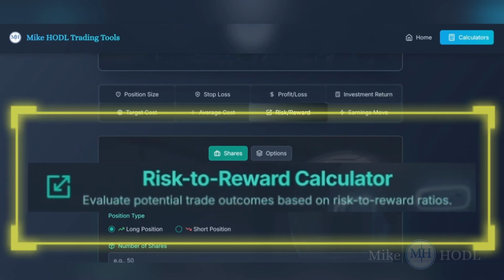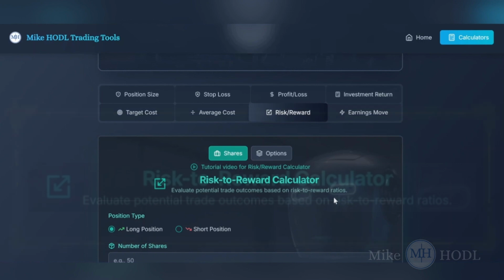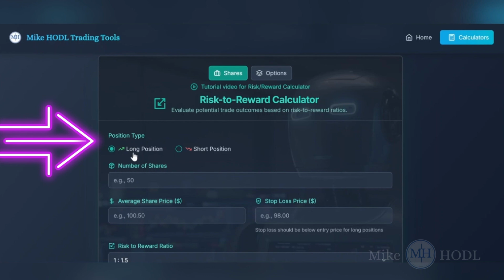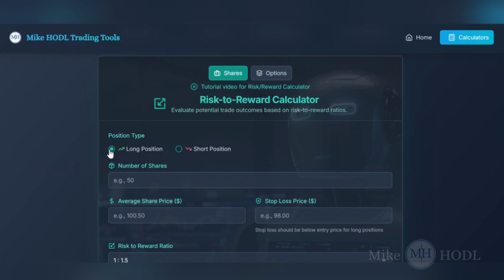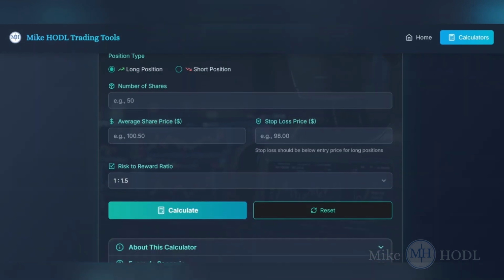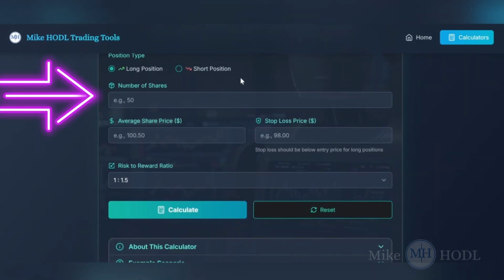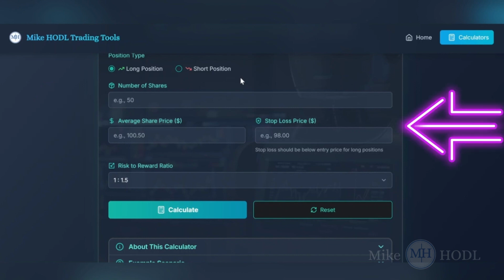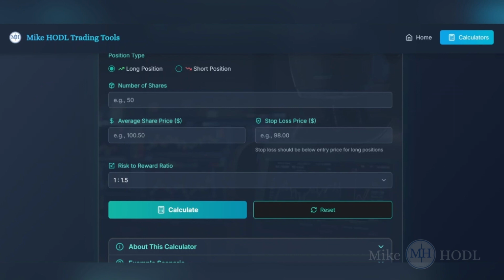The Risk to Reward Calculator evaluates potential trade outcomes based on risk to reward ratios. To use this calculator, you will need to determine the position type, long position or short position. We'll use a long position for this example. You have three entry fields: number of shares, average share price, and your stop-loss price. Here, we'll just put in some values for an example.